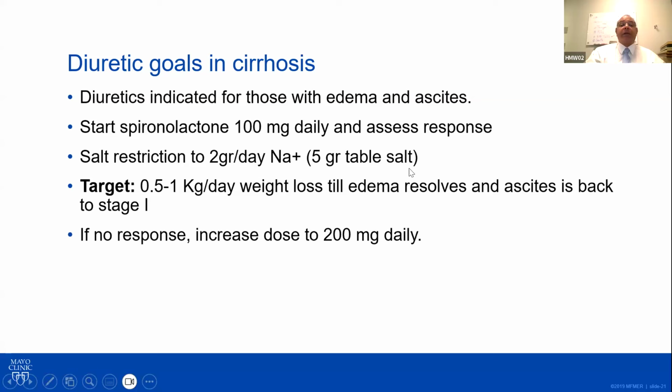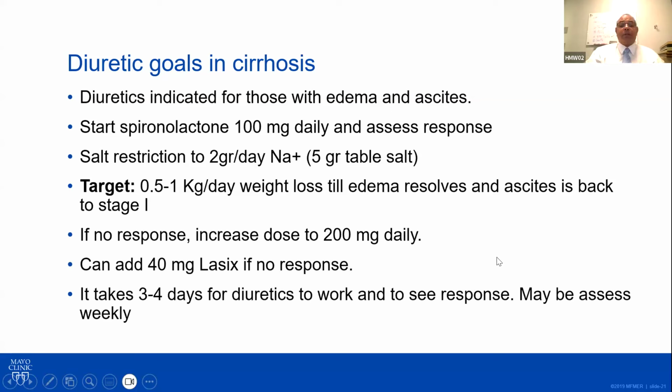But if there is no response, increase the aldactone to 200, increase the spironolactone to 200. If there is no response, you can add 40 milligram of Lasix. But some will start the 100 of spironolactone and 40 of Lasix together. So the bottom line is that for a diuretic to start working, because some of it works intracellularly, you need at least 3 to 4 days to see some response. So don't change the dose daily. No point. Maybe it would be best to assess the patient weekly because you need to see if you get 0.5 to 1 kilogram per day weight loss or not. You need to give 3 days for the medicine to work and another 3 days to see response. So maybe seeing the patient once a week, assessing once a week and adjusting the dose once a week will be more practical.